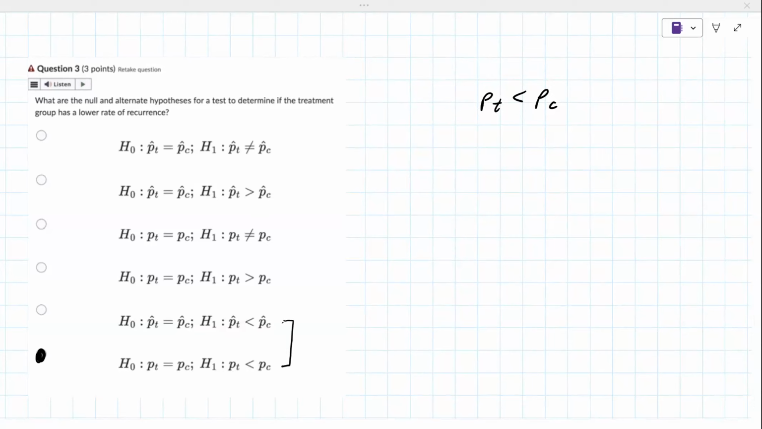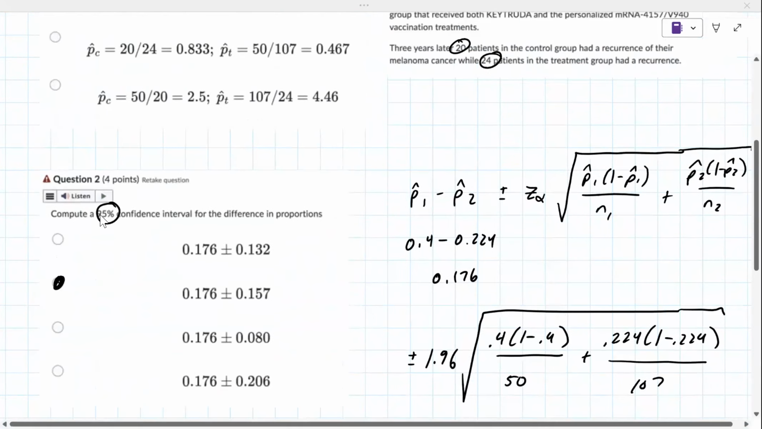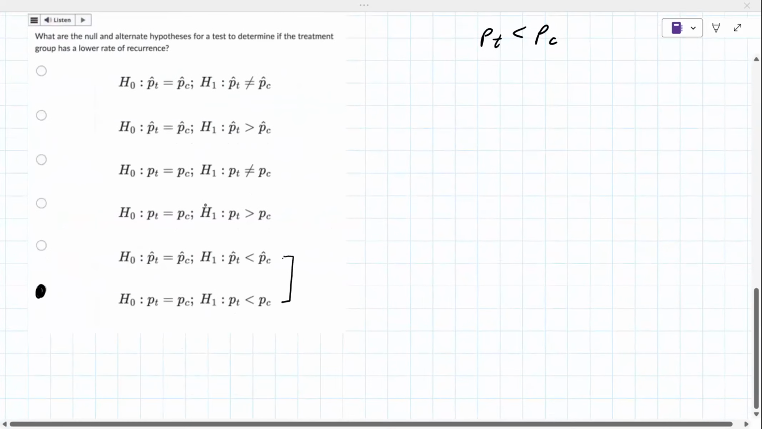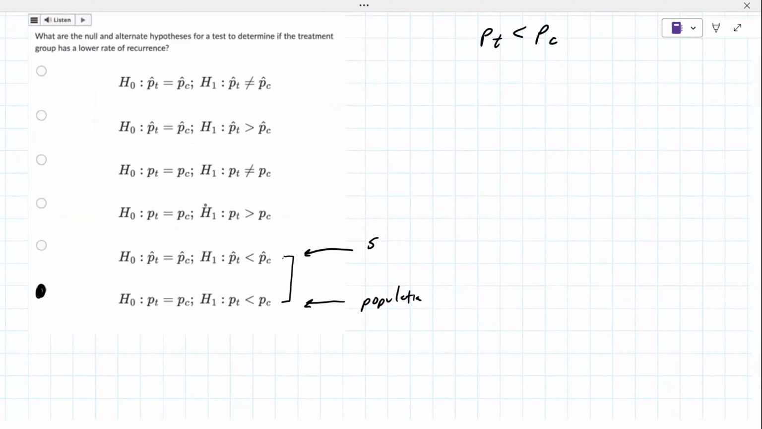So when is it the hat? The hat is for the estimate, the estimator. So we use the estimator here for the confidence interval. But your hypothesis test is always on the population, whereas this one is a statistic. Okay. And so that's the big difference there.